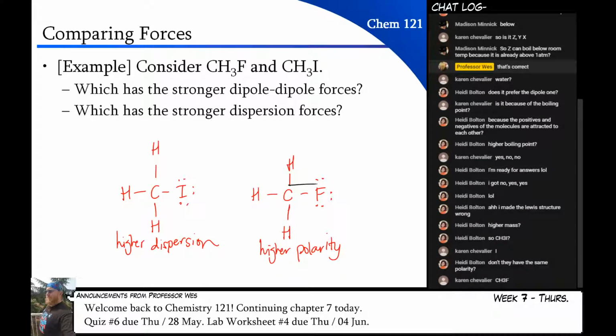Well, if I know that this is the case for this, how do I know that that's where the arrow points? I have to go look up the electronegativity of it. And that's in Chapter 5. If you look up the electronegativity of I versus F, F is higher up on the periodic table than I is. And therefore, F will be more electronegative and thus will be more polar when connected to C.